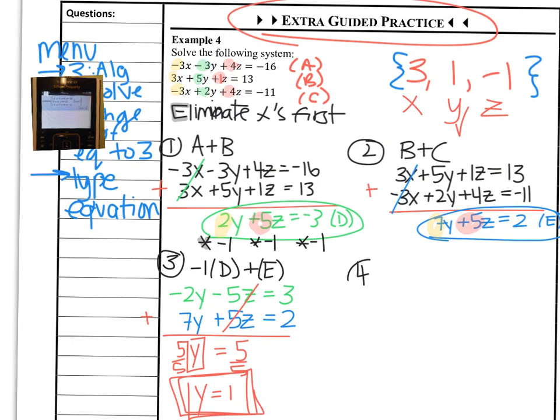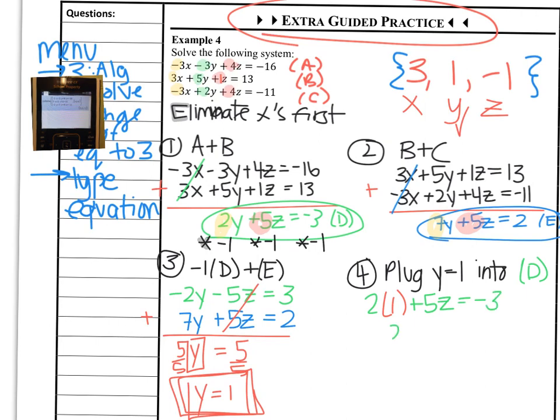Step 4 is to plug y equals 1 into either equation D or equation E, totally your choice, but it's got to go into the original. So not the new D where we multiplied by negative 1, we want it to go into the original. So I'm going to go into equation D, or you could just choose E if that's easier for you. It's totally your choice. So it starts with 2 times the y value, which we just found was 1, and then plus 5z equals negative 3. All right, so this gives us 2 plus 5z equals negative 3.